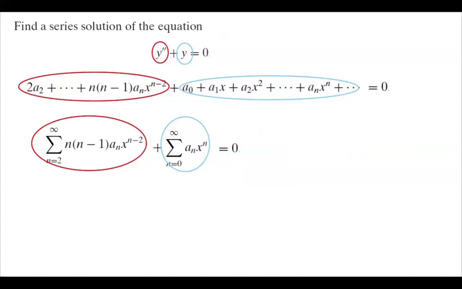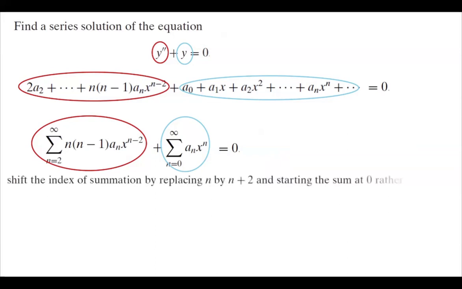Our goal is to find the recursion for a sub n. But at this point, in order to combine these two series, we have to shift the index of the summation by replacing n by n plus 2. So our first power series becomes the power series starting at 0. Wherever you see n, you replace it by n plus 2. So n becomes n plus 2, n minus 1 becomes n plus 1, a_n becomes a_(n+2), and x to the power n minus 2 becomes x to the power n.